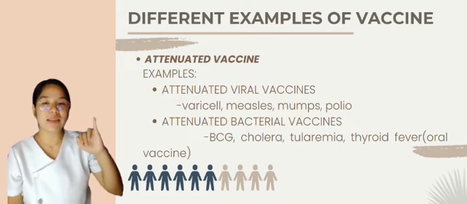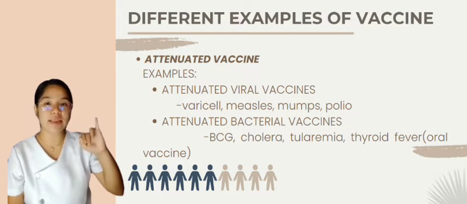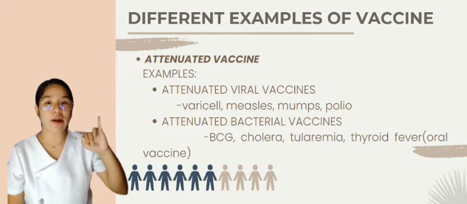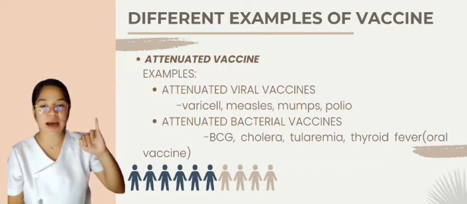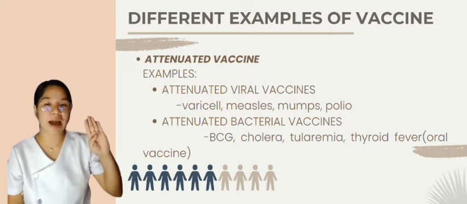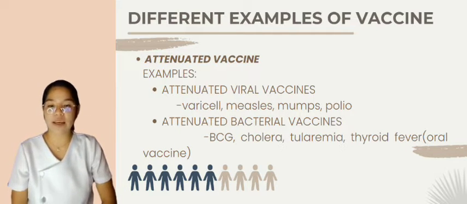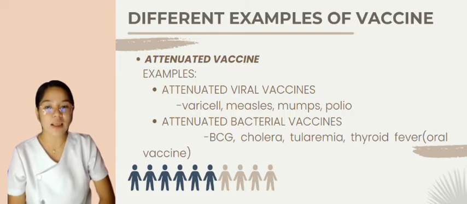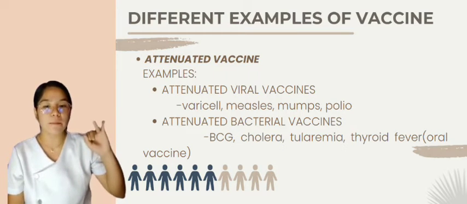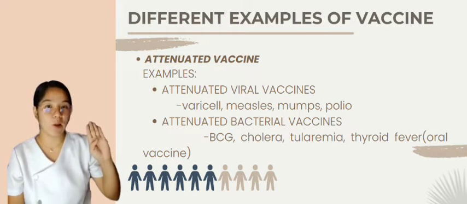First, we have the attenuated bacterial vaccines, which include the BCG or Bacillus Calmette-Guérin vaccine, cholera, tularemia, and typhoid fever vaccine. And we also have the attenuated viral vaccines, which include varicella, measles, mumps, and polio.